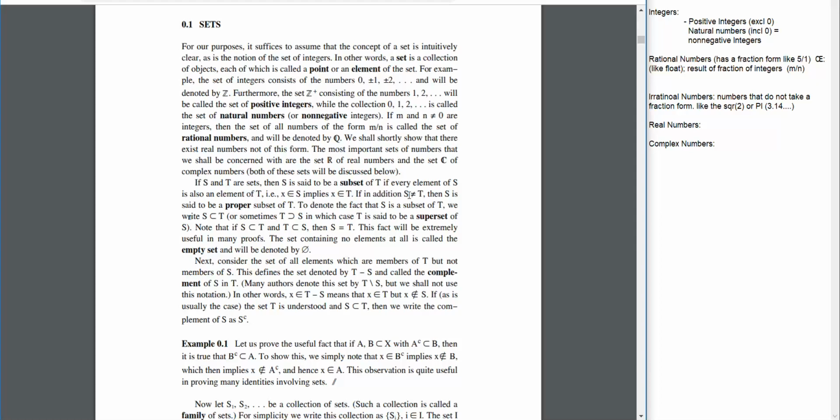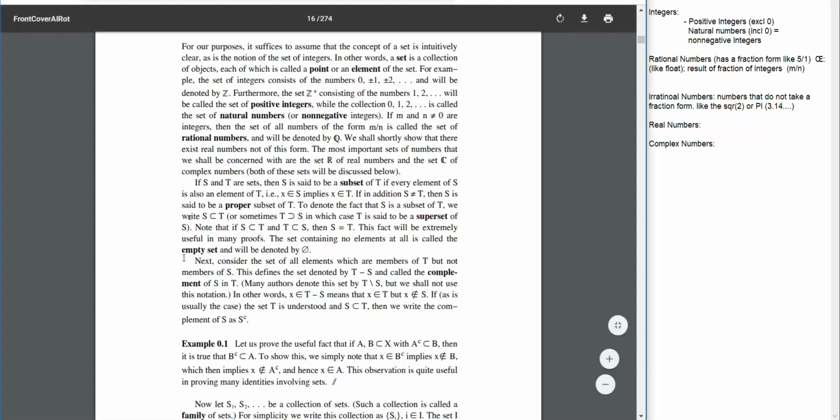However, if the sets S and T are not the same, then S is a proper subset of T. So it's a subset of T. We write S, this T, sometimes T. Okay, in this case T is said to be a superset of S.